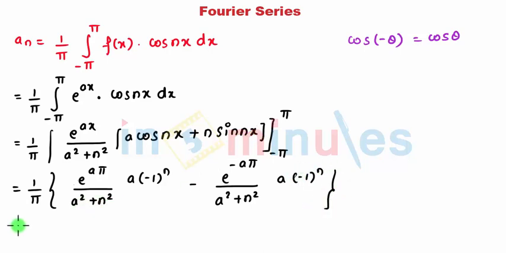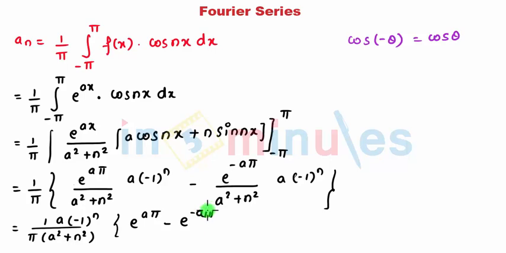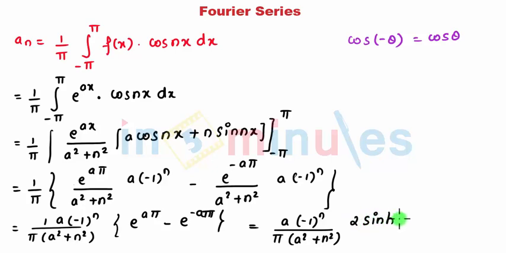So I can write this as 1 upon pi times a square plus n square as common. I can take minus 1 raised to n common, and I can write e raised to a pi minus e raised to minus a pi. I took minus 1 raised to n and pi times a square plus n square as constant common, and it finally came minus 1 raised to n divided by pi times a square plus n square, and I don't have 2 here, so I can write 2 sine hyperbolic a pi.